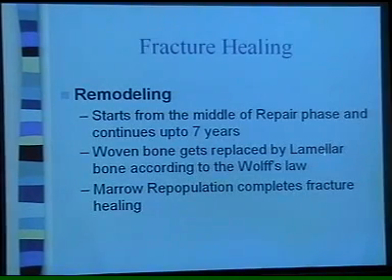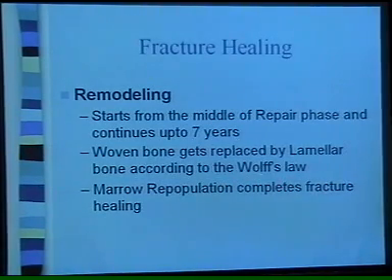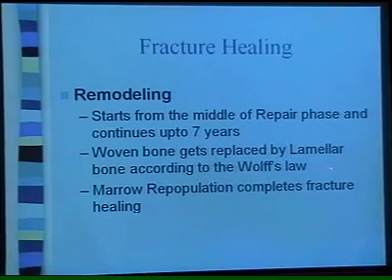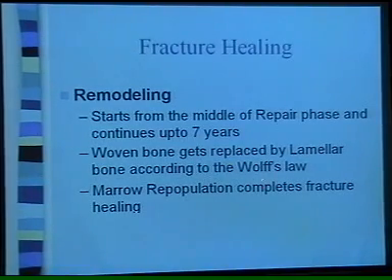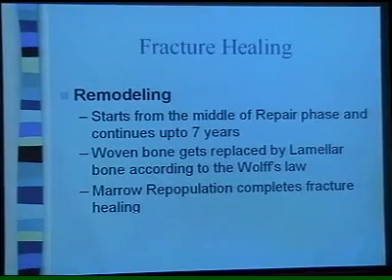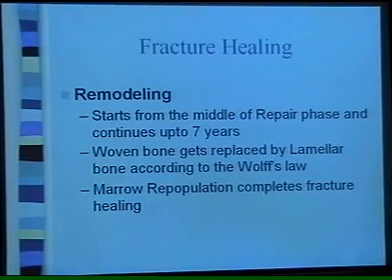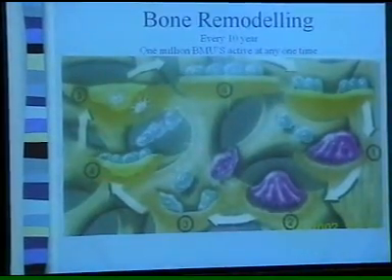If you can look at it, woven bone gets replaced by lamellar bone according to Wolff's law. Wolff's law is a law of physics which initiates and stimulates the bone laying cells as per the forces of gravity. When we stand on it, the cells line themselves in that direction and lay down the Haversian system. So the woven bone gets replaced by the lamellar system, which is the circular laying down of the bone. That's called the maximum strength in it. So it takes up to 7 years. Then the marrow repopulation as the bone canalizes in the middle, that's the completion. That means the fracture has now completely healed.